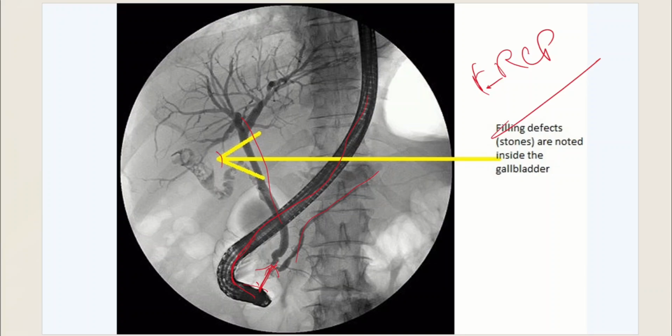Here, this is the GB full of stone. This is the gallbladder. These are the stones. This is cystic duct. Stones are present. This is the right and left hepatic duct, common hepatic duct. This is CBD. And the right side, it is the pancreatic duct. And this is the endoscope. Okay.